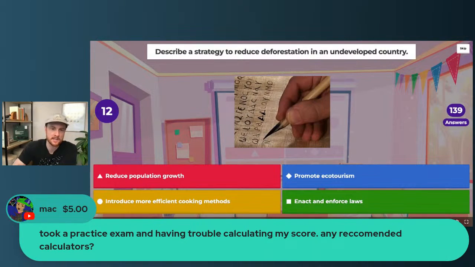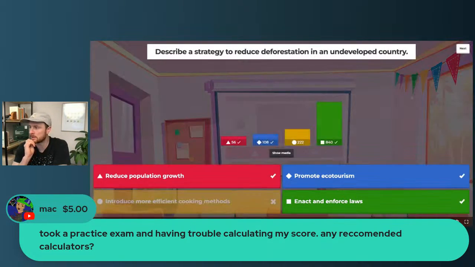Max says, took a practice exam and having trouble calculating my score. Any recommended calculators? There should be one in my link tree. I'm pretty sure there's one in there. I do know that also, though, the albert.io calculator is accurate because I actually emailed them to get them to change it because it was inaccurate before. But the albert.io, go to Albert, just search Albert APES calculator. That one should be accurate as well. But I thought there was one in my link tree.